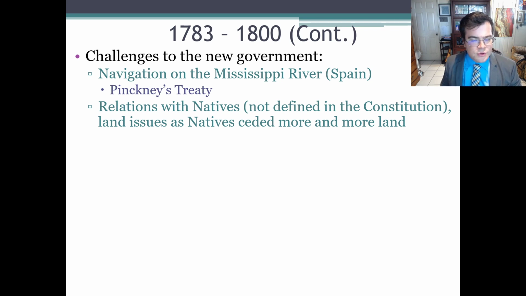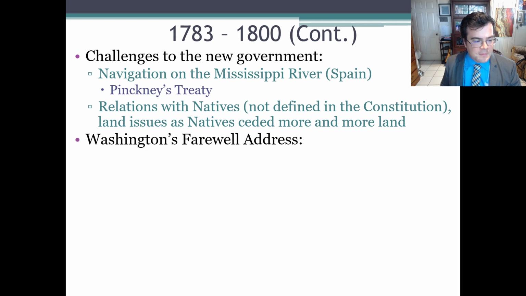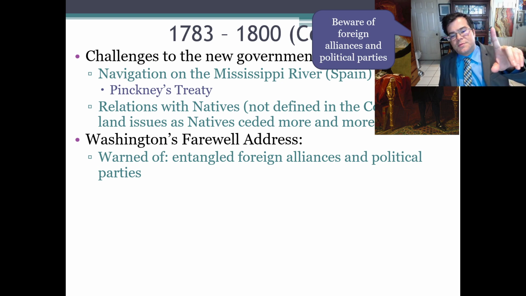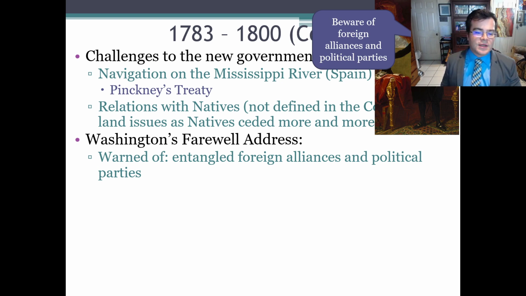We're going to make treaties with Native Americans. We're going to want to take more and more land from them. Washington, in his farewell address, said let's worry about two things. Don't do political parties. Don't have foreign alliances with, like, France or England. We can't avoid getting into another war.